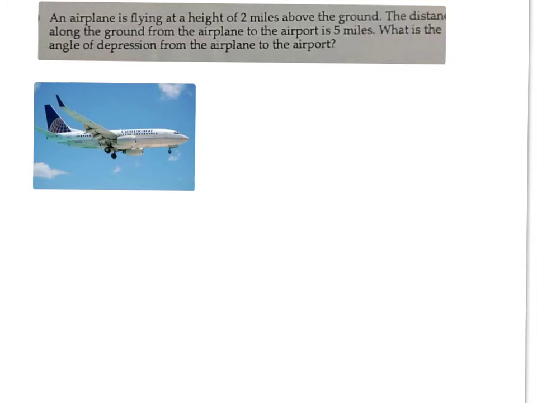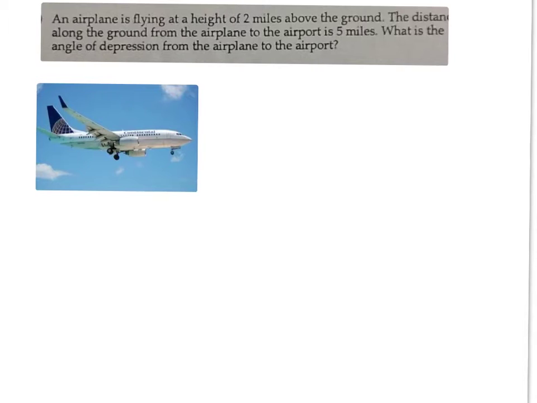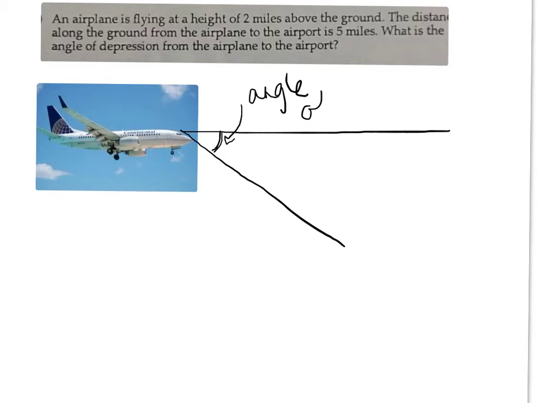Okay, so now we're going to take a look at angle of depression, which students always find more difficult. Angle of depression is, you start from the line of sight. So in this case, the airplane. The airplane's line of sight is horizontal. And from the line of sight, when you look down, this angle right here is called the angle of depression.